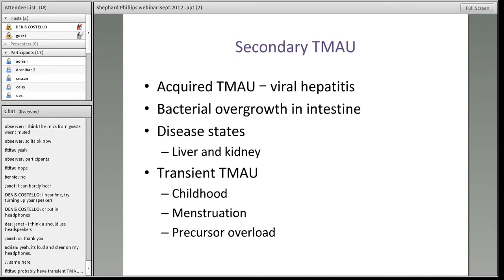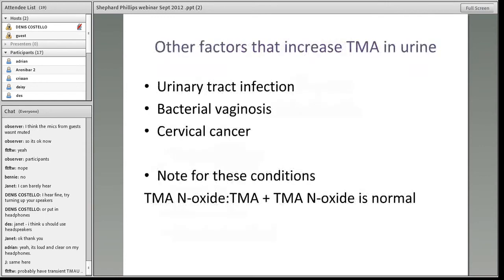And then we have precursor overload. This is when a person eats an awful lot of precursors for trimethylamine. So a diet very rich in choline. Perhaps they've eaten a lot of soya. Soya is very rich in choline, or they've been given some tablets that contain choline. But this is simply the body being overwhelmed by the amount of trimethylamine that's produced. And again, that condition will subside when the precursor overload has been reduced.